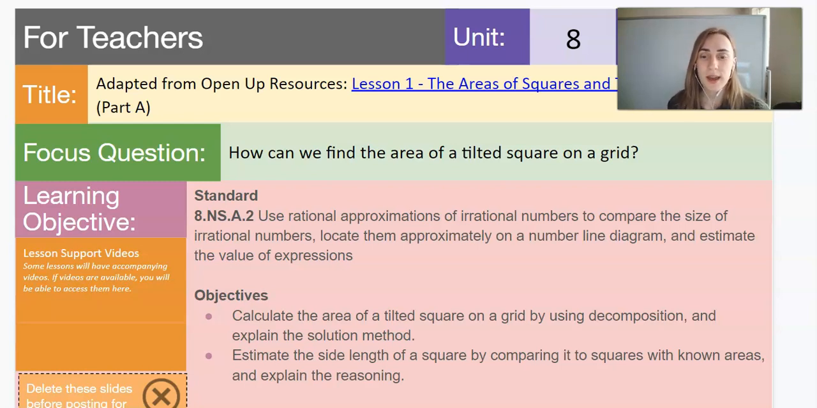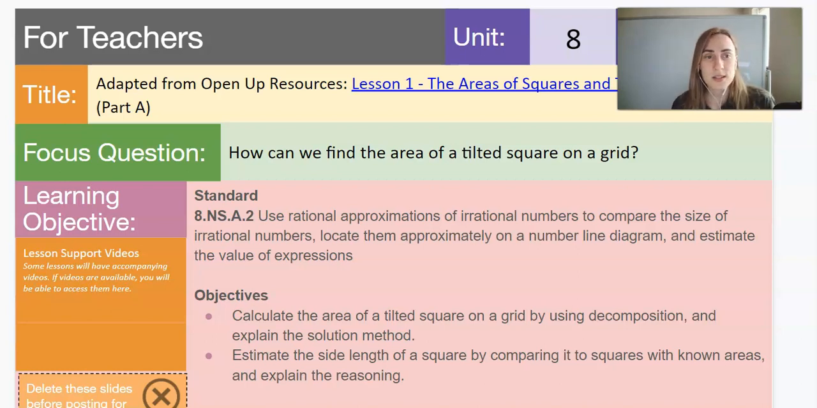I am an 8th grade math teacher, and today this video is going to talk about kind of the big ideas for Unit 8, since this week students will be starting their first lesson of Unit 8, where the focus question is how can we find the area of a tilted square on a grid.